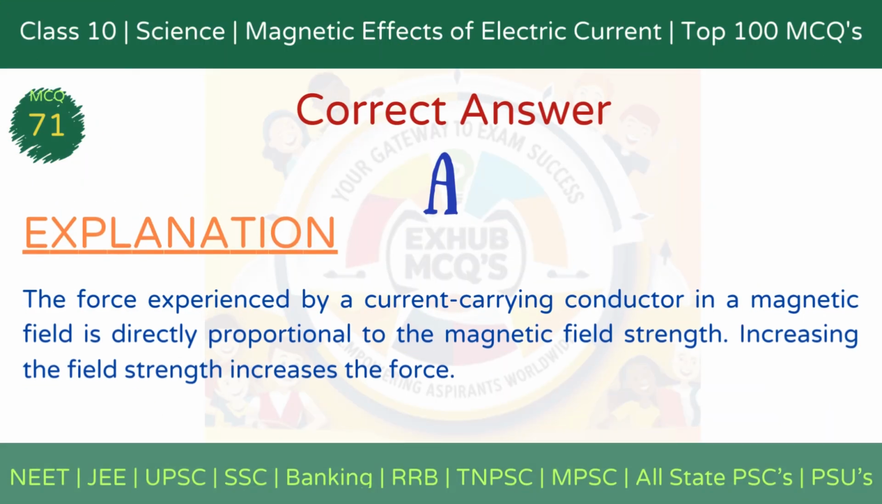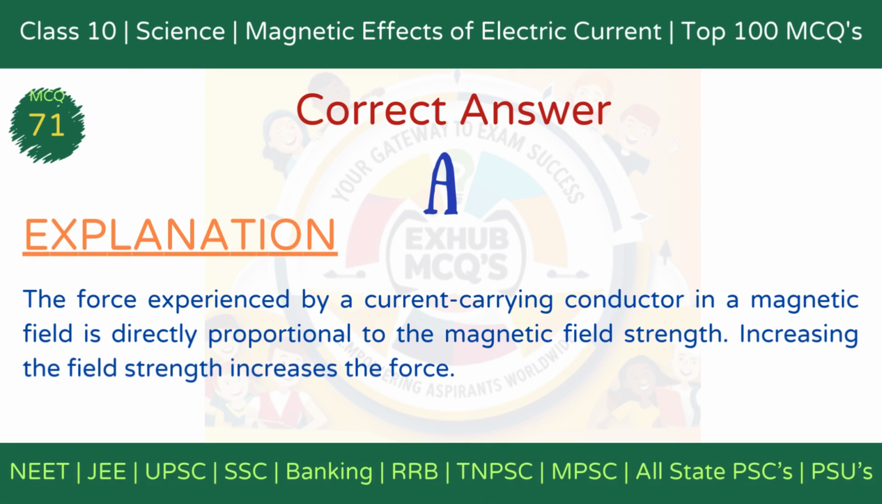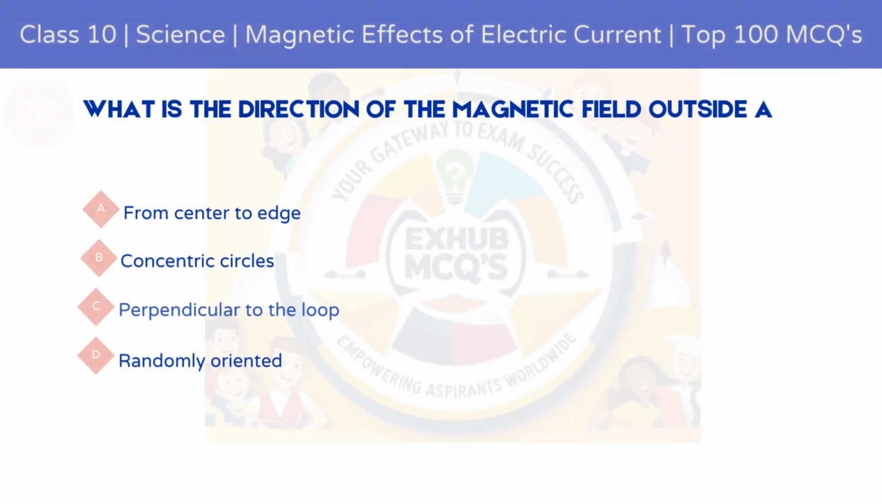The correct answer is option A, force increases. Explanation. The force experienced by a current-carrying conductor in a magnetic field is directly proportional to the magnetic field strength. Increasing the field strength increases the force acting on the conductor.